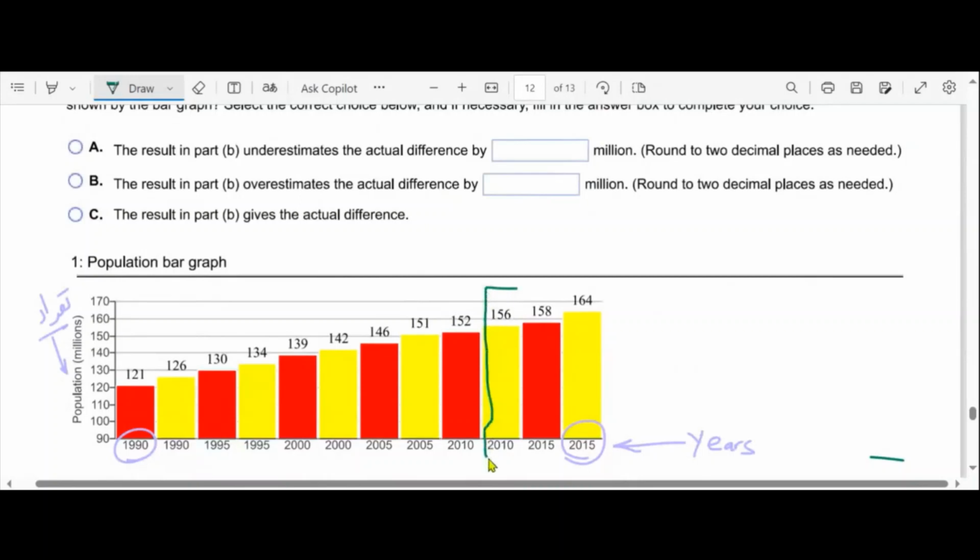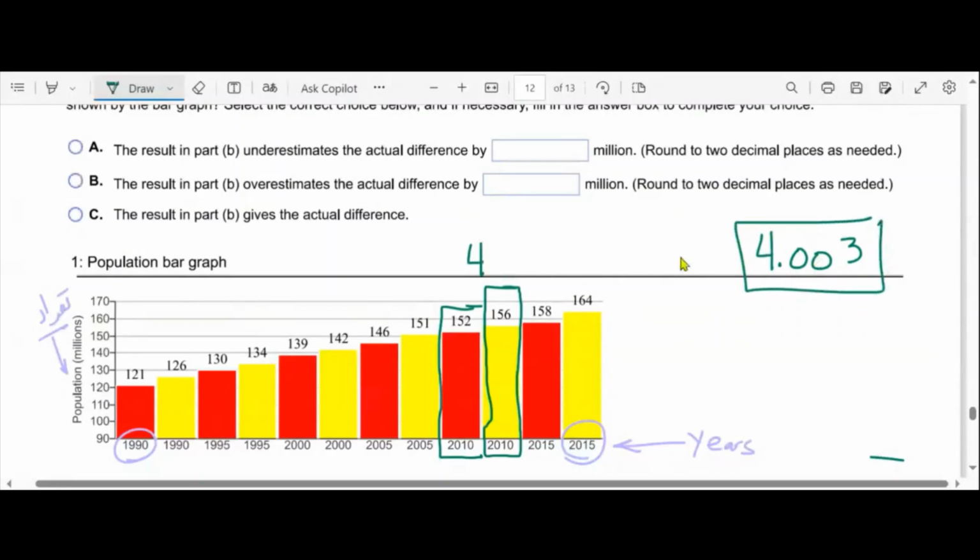Take a look at the result of part B. Take a look at the yellow one and the red one. How much is the difference between the red one and the yellow one? 4. And how much do you get on your calculator? Yes, my answer says 4.0003.